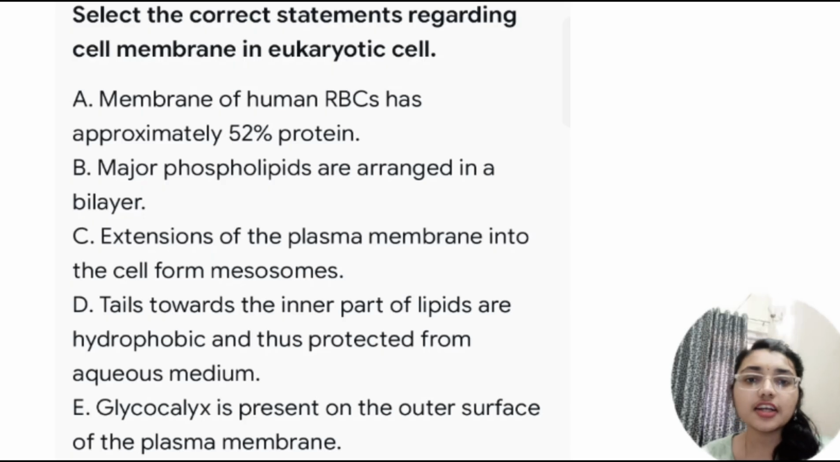Here the question says that we have to select the correct statement regarding the cell membrane in eukaryotic cells. Option A is the membrane of human RBC has approximately 52% of protein. Option B is major phospholipids are arranged in a bilayer. Option C is extension of the plasma membrane into the cell forms the mesosome. Option D is tails toward the inner part of the lipid are hydrophobic and thus protected from the aqueous medium. Option E is glycocalyx is present on the outer surface of the plasma membrane. Here we have to choose the correct option. So give me your answers.